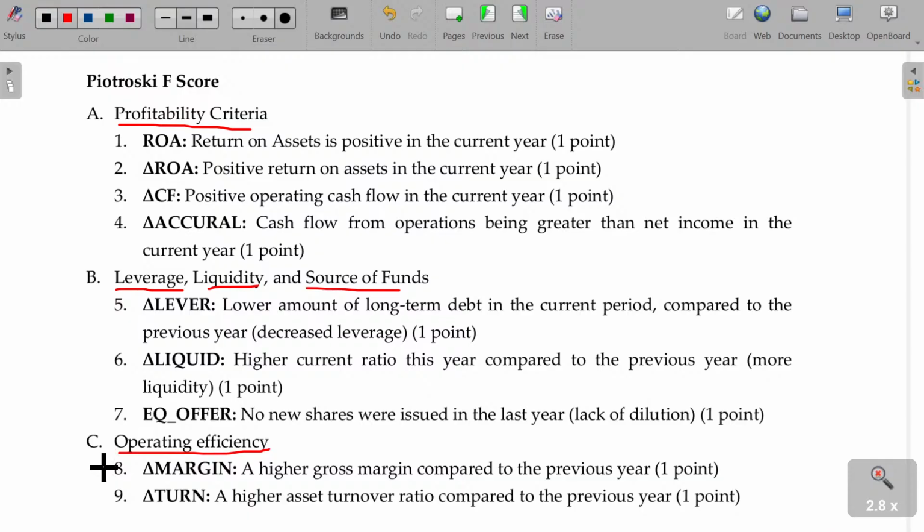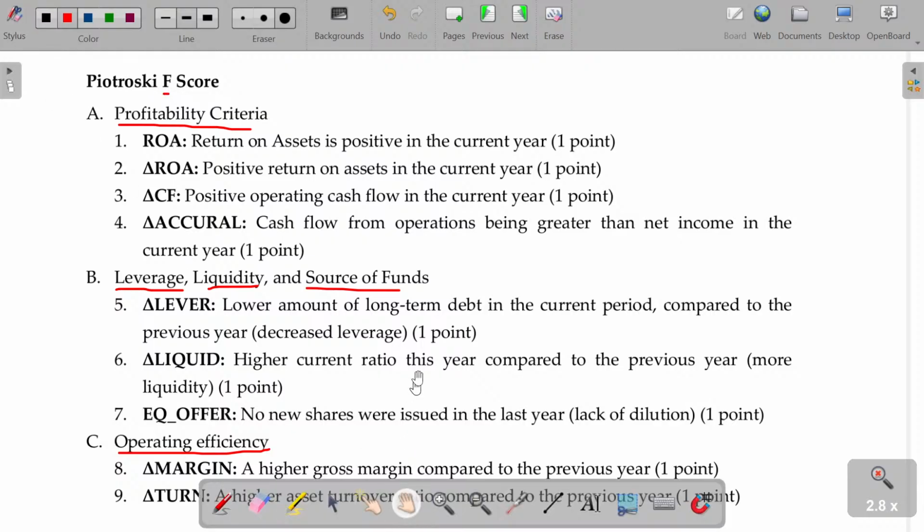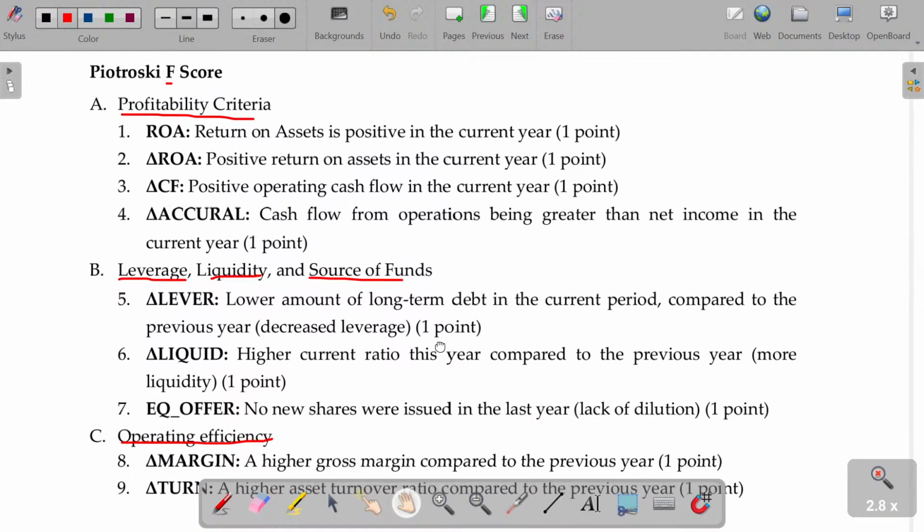Among the 3 criteria, we are going to consider 9 elements. If that particular element is favorable, give 1 point, else 0 point. If all the 9 elements are favorable, then you will definitely get 9 points. The maximum Piotroski point you can get is only 9. If it is 9, then the company is safer and profitable. That's what the Piotroski F-score suggests to you, to decide whether the company is doing well or not.